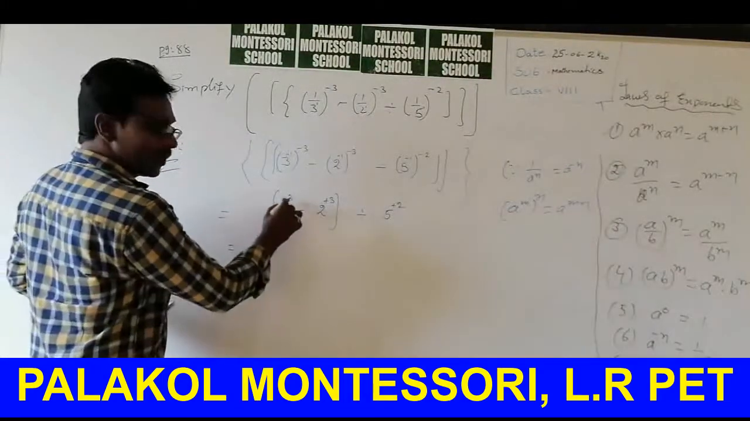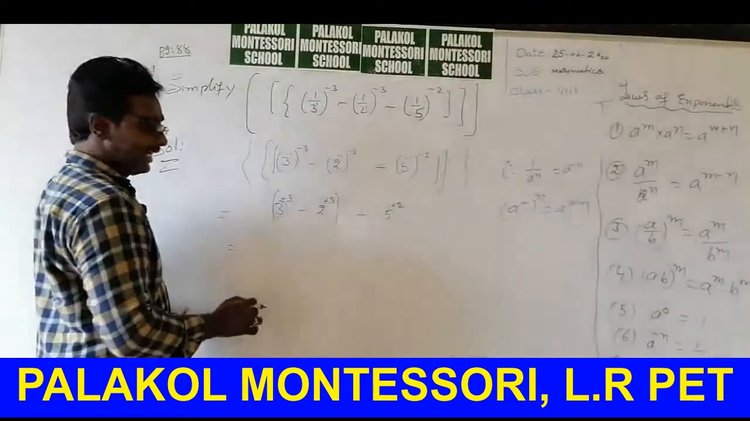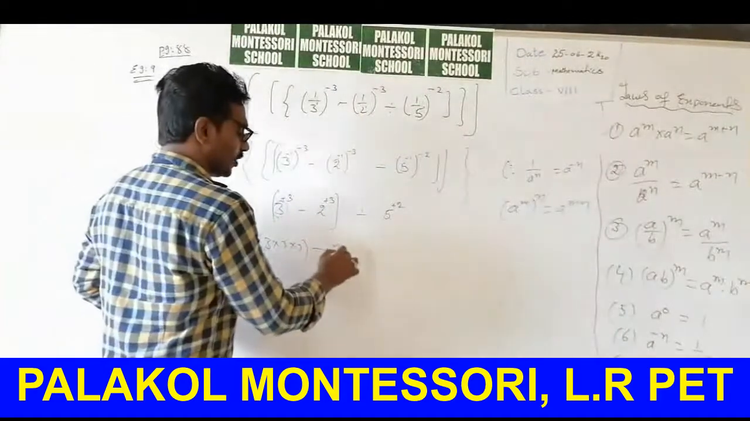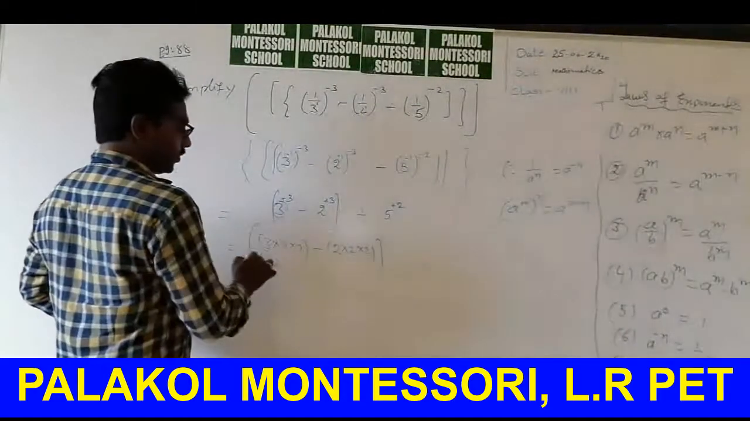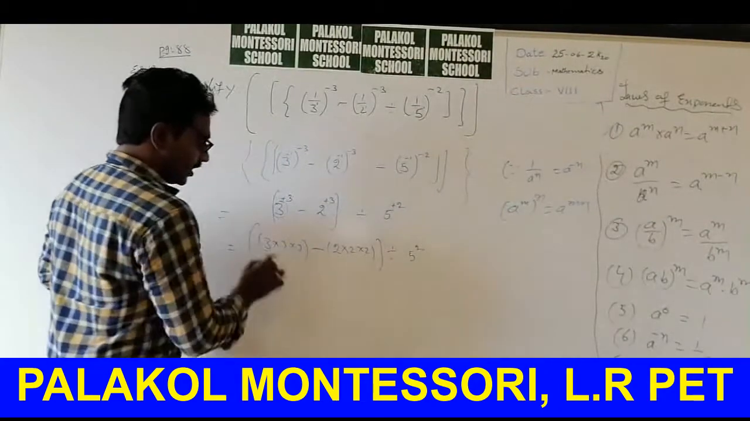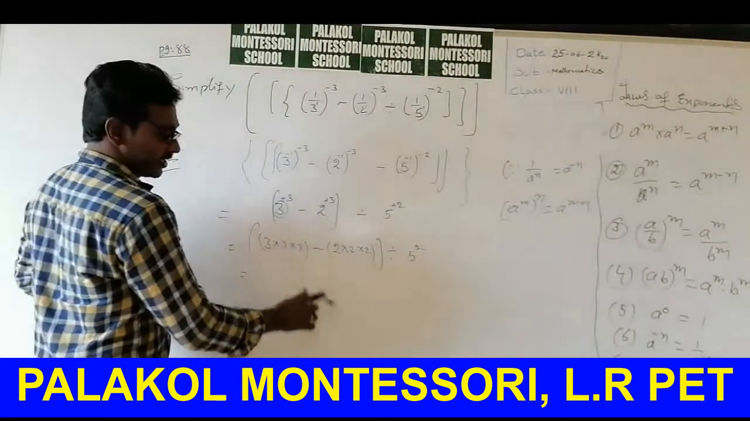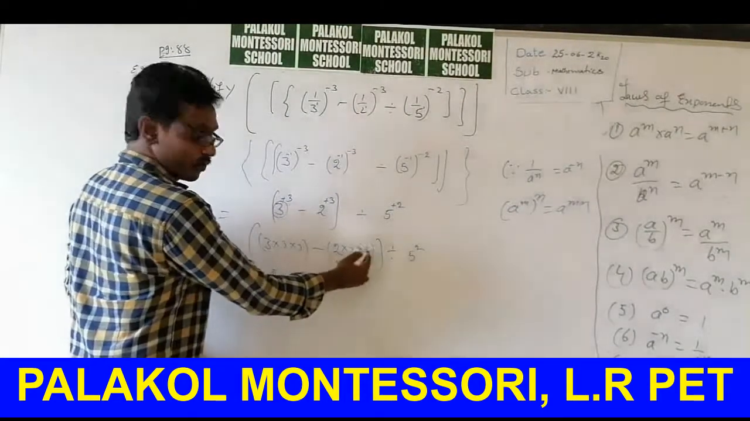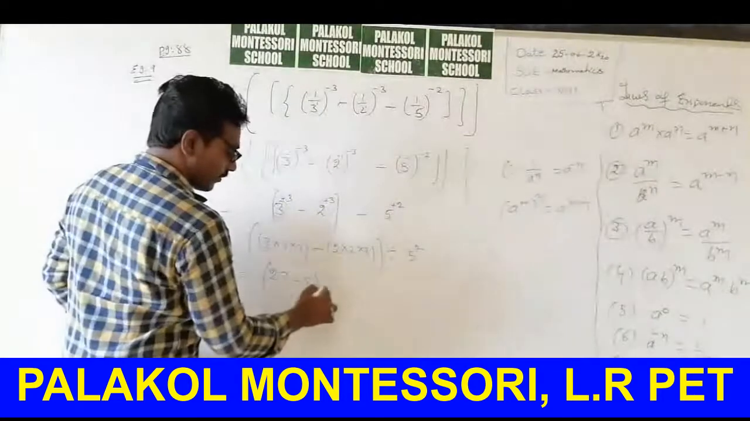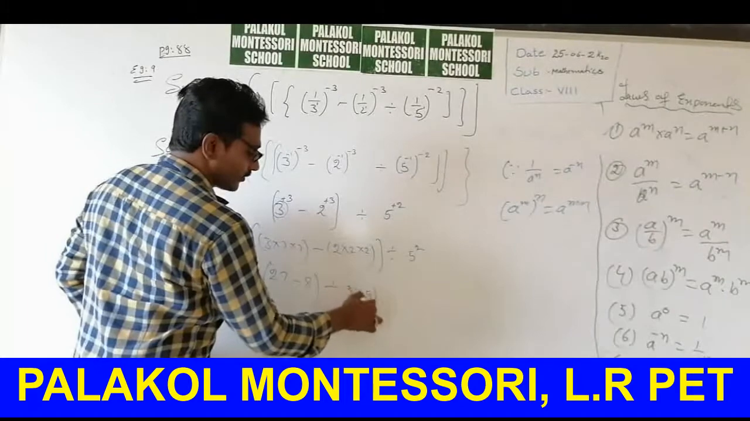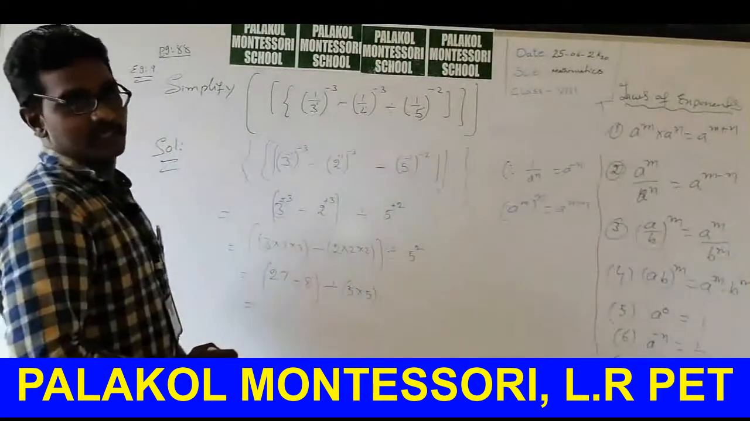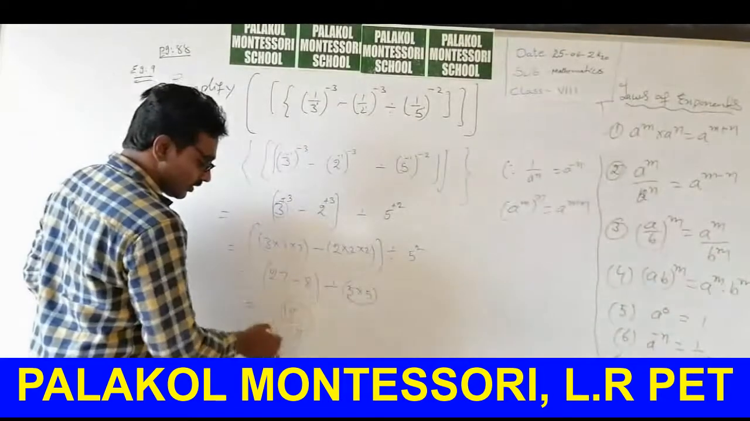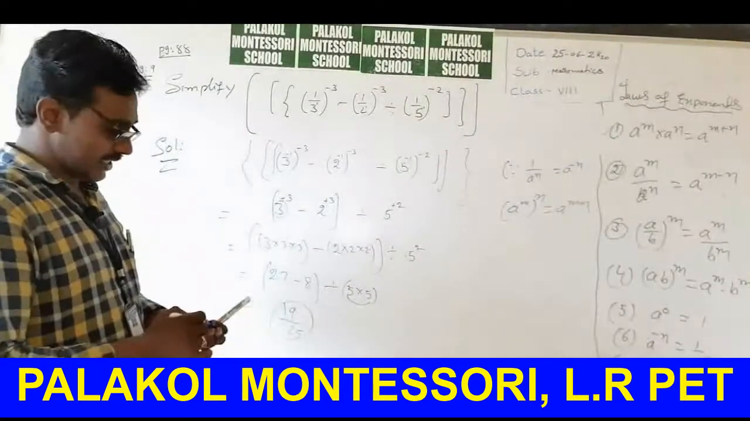Now 3 to the power of 3 means you write this number 3 times, 3 into 3 into 3, minus 2 cube means you write that number 3 times, 2 into 2 into 2, divided by 5 square. So 3 3s are 9, 9 3s are 27, minus 2 2s are 4, 4 2s are 8, divided by 5 square means 5 into 5. So 27 minus 8, 19. 5 5s are 25. So 19 divided by 25. Okay guys.